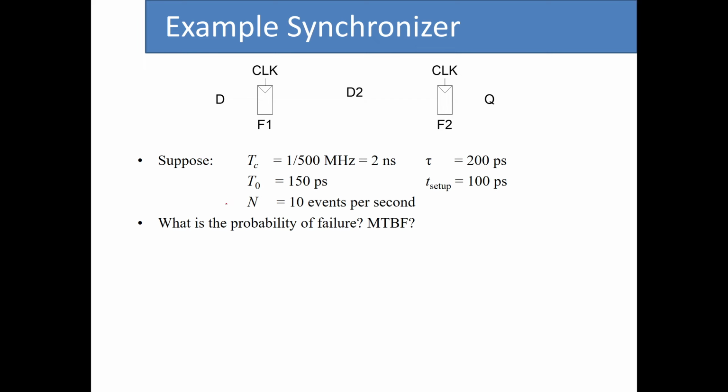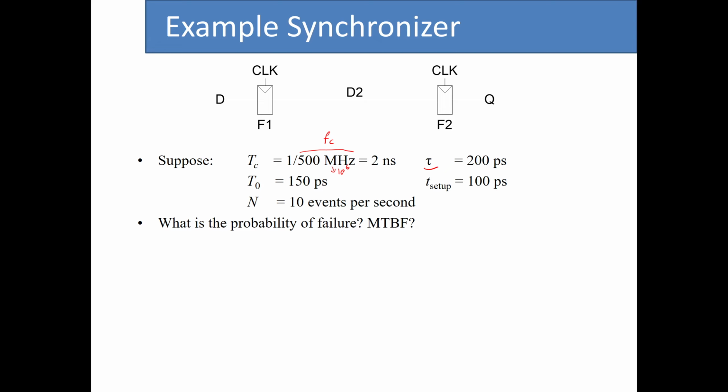So for this circuit, we suppose that Tc, or the period of the clock, is 1 over 500 megahertz. That means that our clock signal is working at 500 megahertz. And remember, mega was 10 to the power 6. So 500 million times per second, our clock signal changes from 0 to 1 and 1 to 0. That makes the period of the clock 2 nanoseconds. For our circuit, the value for tau is going to be 200 picoseconds, and that's a given value.